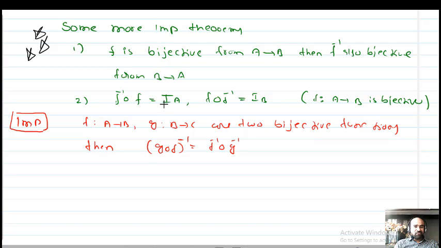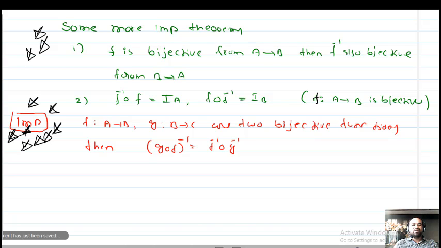f inverse circle f equals I_A. I_A means the identity function from A to A. f is from A to B, then f inverse is from B to A. f inverse circle f is a new function from A to A, that is called I_A. f circle f inverse is I_B, that is B to B. You can prove it. But there is another important result, an important theorem.